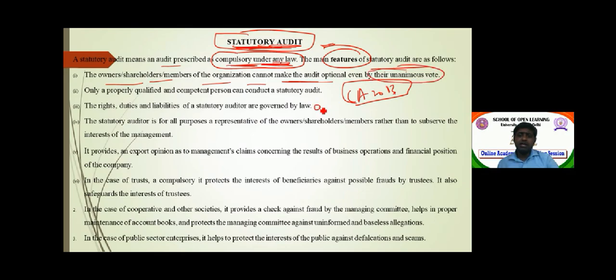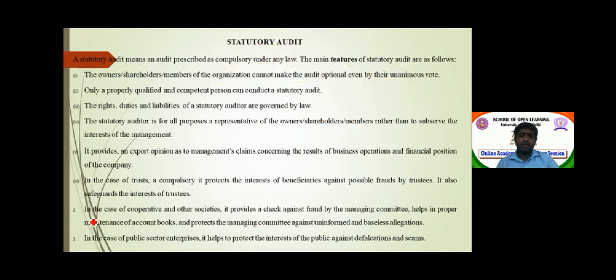So let's say even 99% or even 100% of shareholders say that let's have the audit of the financial statements of our company as a voluntary act rather than a compulsory act. It can't be done. Only a properly qualified and competent person can conduct a statutory audit. The audit can only be done by a chartered accountant who must have obtained the certificate of practice as well.